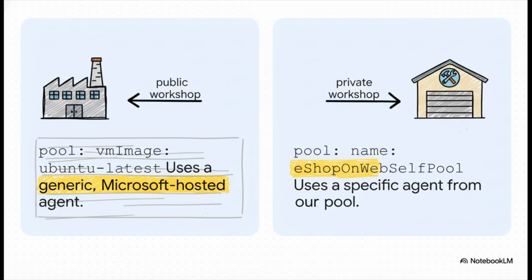Would you believe it's this simple? It is literally a one-line change. Before, the code specified a VM image, which basically told Azure Pipelines to just grab a generic machine from Microsoft's public pool. The new way on the right simply specifies the name of the pool we created. We're just swapping a request for a generic tool for a request for our very own specific custom workshop.